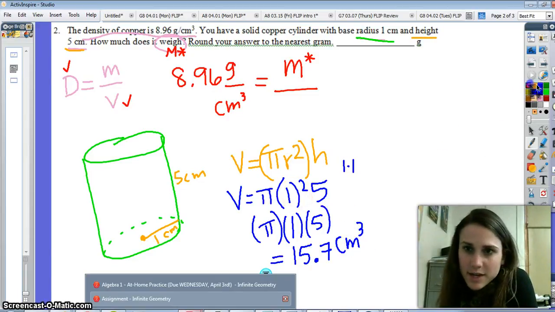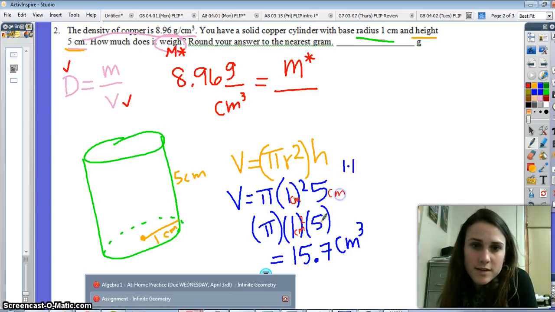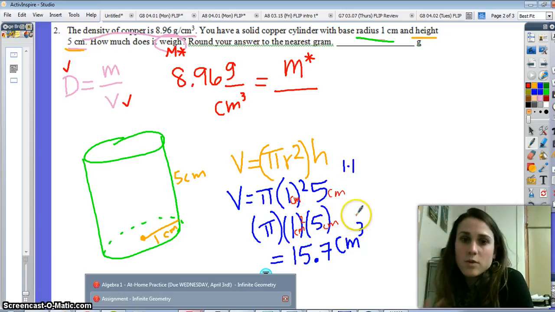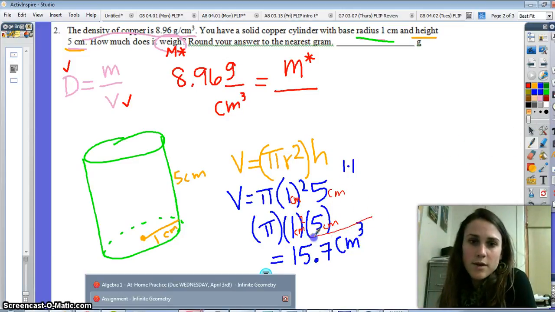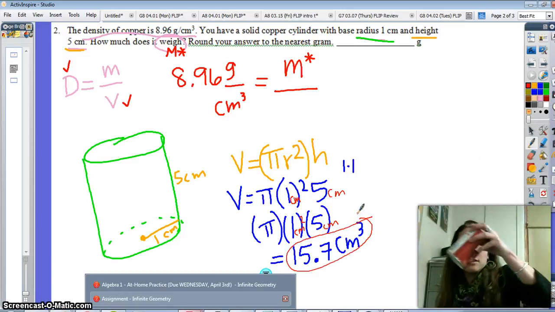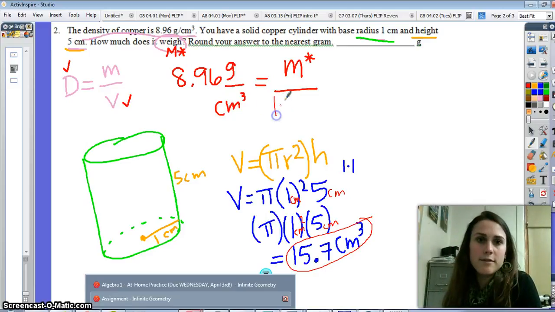Technically here, I'm going to add in my units in the equation. I had my radius of 1 centimeter. When I squared that, not only did I do 1 times 1, I did centimeters times centimeters, which got me centimeters squared. Then here I did a height of 5 centimeters. Here when I did centimeters times centimeters times centimeters, I ended up with centimeters cubed, or to the 3rd power. Cool, so now I know that this is the volume of my cylinder. I'm going to write that up here, 15.7 centimeters cubed.